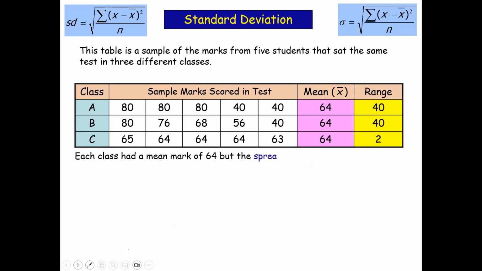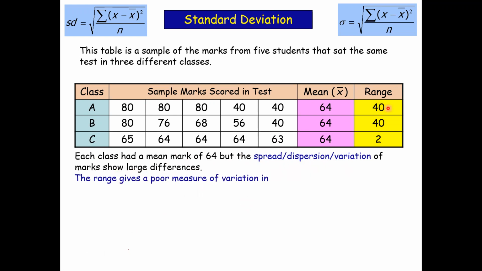Now, if we examine the table, each class has a mean of 64. You'll notice all the means are the same. But the spread and variation of the marks show large differences. If we look at the range, we see class A and class B got a range of 40, 40, and the last one has 2. So the range gives a poor measure of variation in this example.